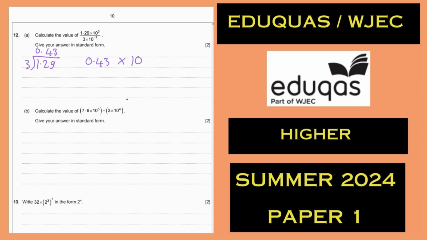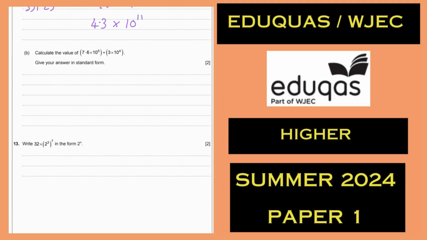It's a divide. We are subtracting the powers. We should be doing 5 take away -7, giving us 5 plus 7. But now you've got to adjust it. I want to make this bigger, so I'm going to multiply this by 10. That gets me between 1 and 10. But I'm going to need to divide this by 10, or in other words, take 1 off the power.